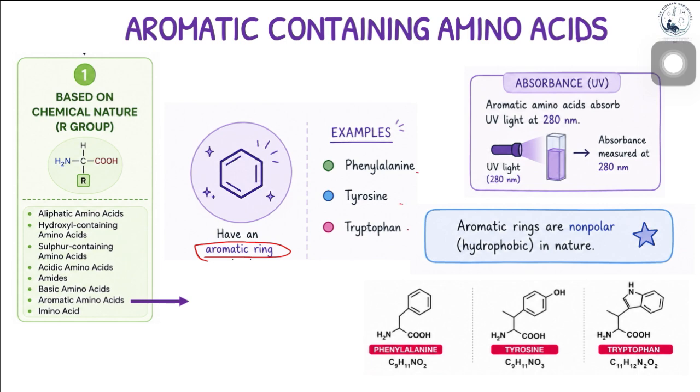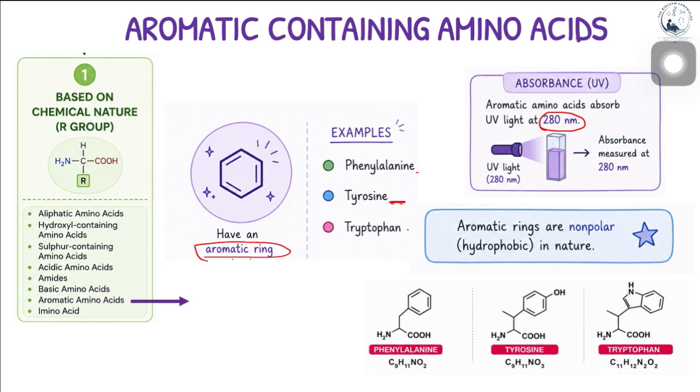Okay. Remember we saw tyrosine also under which classification? Hydroxyl group containing amino acids. Another important point to remember regarding these aromatic amino acids is they absorb UV light at 280 nanometer, and this property is used to quantify the amino acids generally.